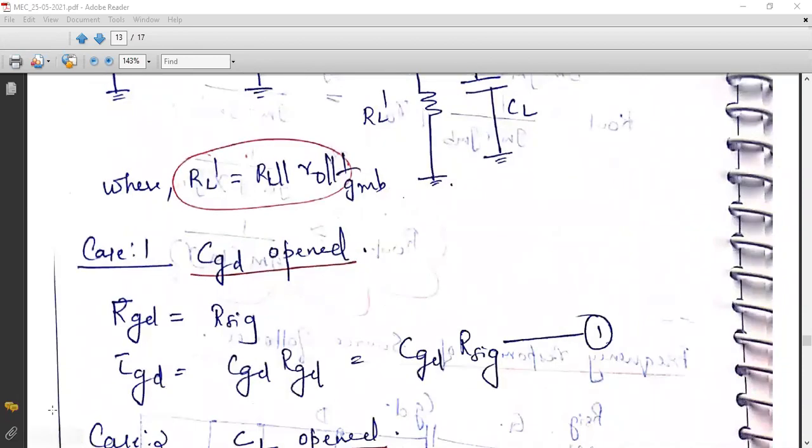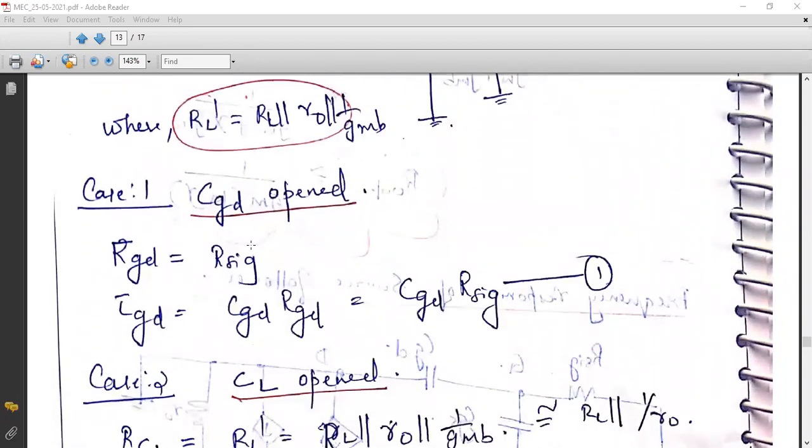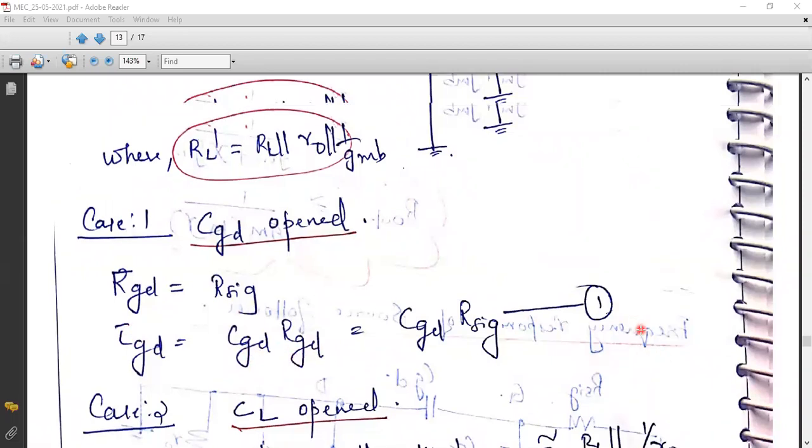You can write the expression RGD equal to Rsig, where RGD is the resistance obtained after looking through CGD. After writing RGD, now you can write the time constant. Time constant is nothing but the product of the resistance and the particular capacitance you have considered. You have considered CGD now, so replace RGD with Rsig and multiply it; that will be equation number 1.